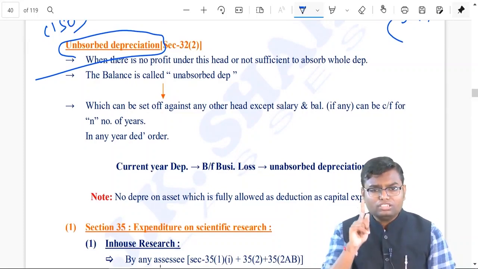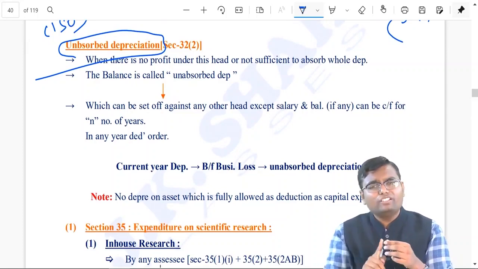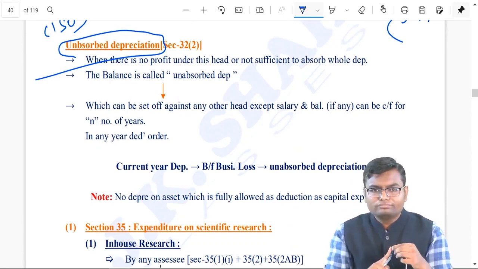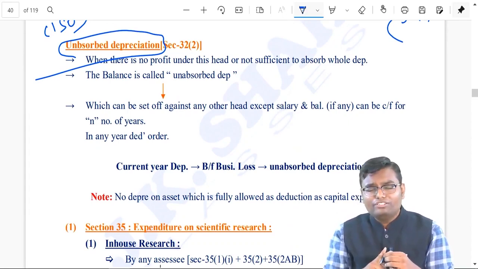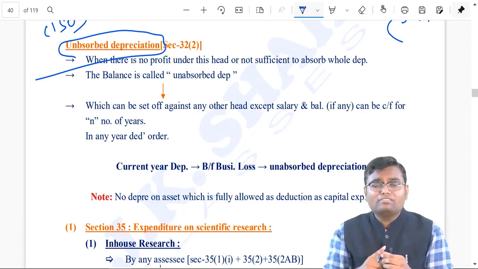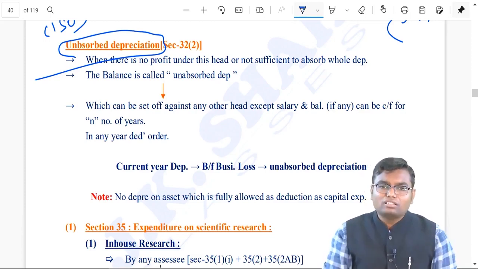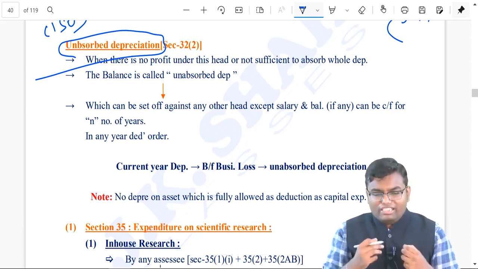Remember, always at your home also, what do you eat first? The food which is prepared today. Then you eat the food which belongs to yesterday, but we eat first the food which will perish first. Which is perishable will be eaten first.